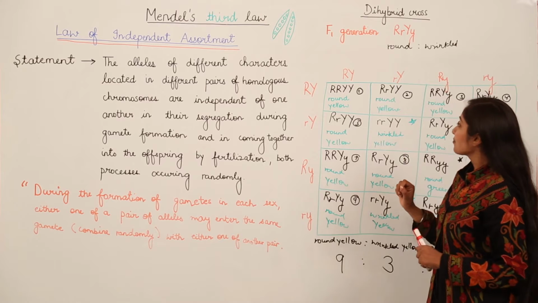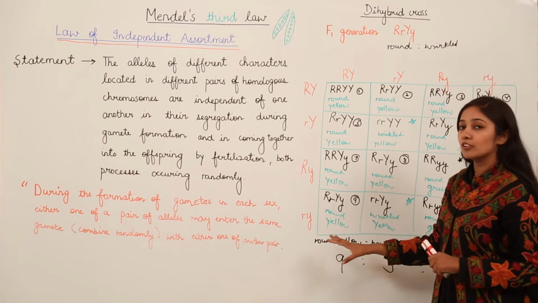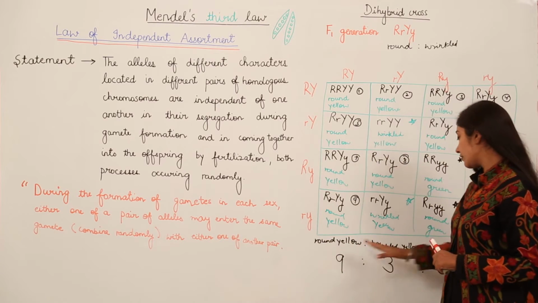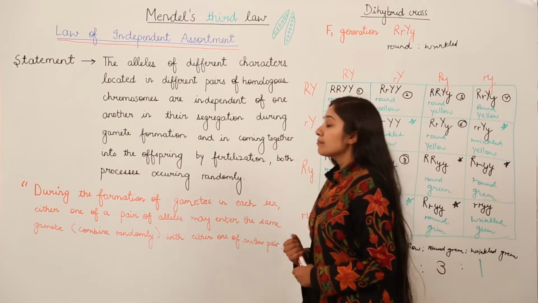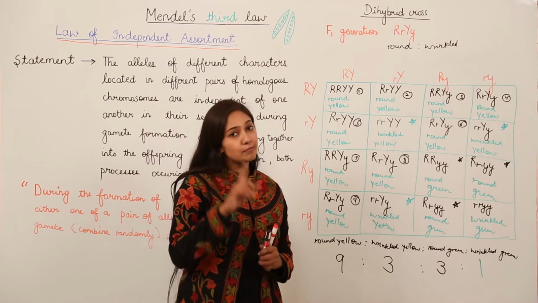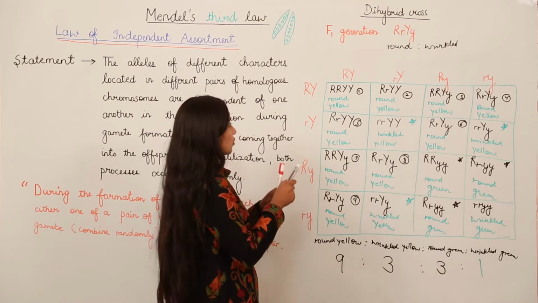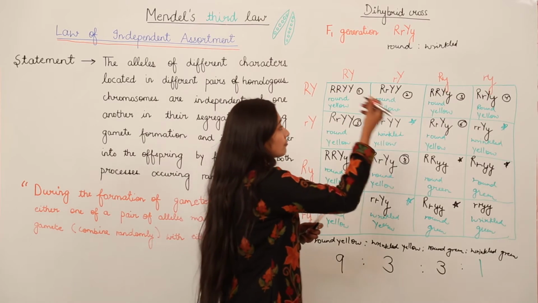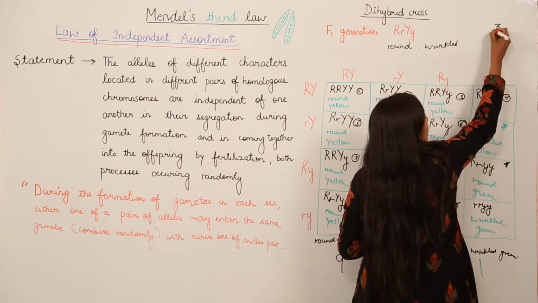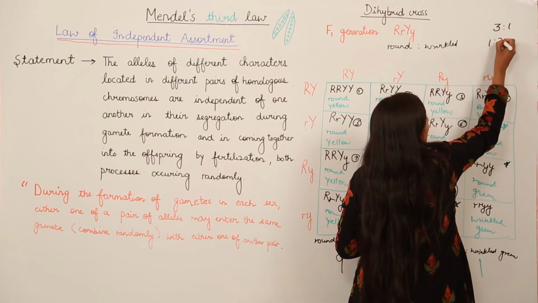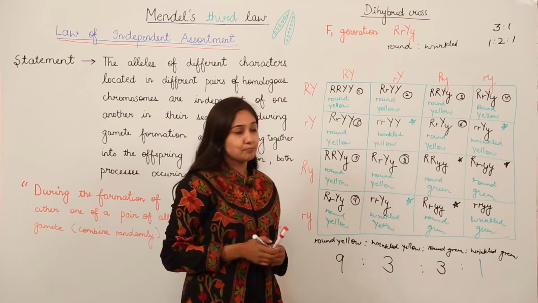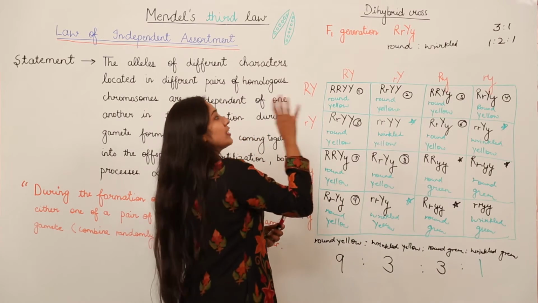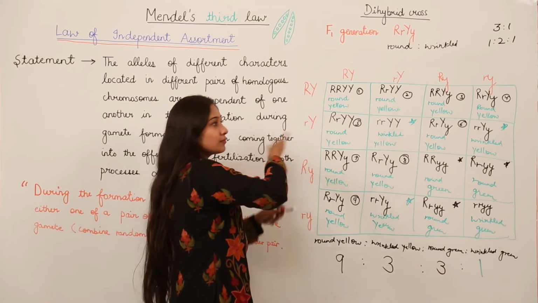So let us start. As you can see here, we have this phenotypic ratio, that is 9:3:3:1. Okay, that's fine I guess. But when we talk about the monohybrid cross, we had a phenotypic ratio of 3:1 and a genotypic ratio of 1:2:1 in case of monohybrid cross. Okay. So now we are going to come to those results from this cross also.